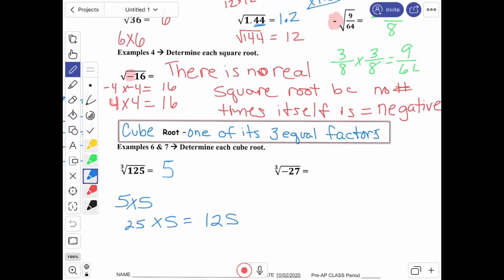Okay, now here we go again with a negative sign on the inside. So is there any number times itself 3 times that we could still get a negative? What about if I multiplied 3 times 3 times 3? So 3 times 3 is 9. 9 times 3 is 27. That's still positive. What if I had negative 3? Negative 3 times negative 3 would be positive 9. Times negative 3 again would be negative 27. So with cube root, we can have negatives on the inside.